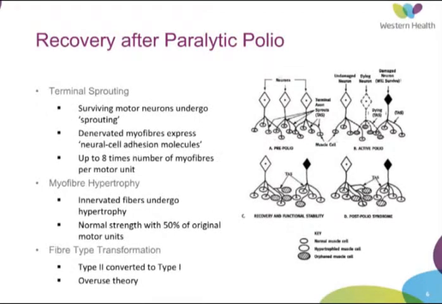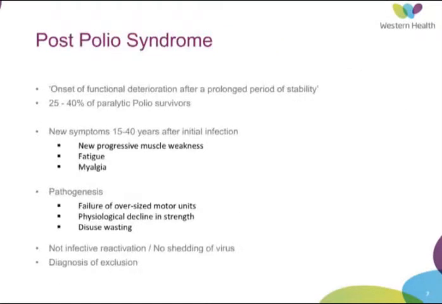Post-polio syndrome is a clinical entity that we're seeing more so these days, obviously, rather than the acute infection, particularly in Australia. So this is the onset of functional deterioration after a prolonged period of stability. It affects up to about 40% of polio survivors, and the symptoms come on between 15 and 40 years after that initial infection. It's a clinical diagnosis, and it's diagnosed by a new progressive muscle weakness and fatigue and myalgias.